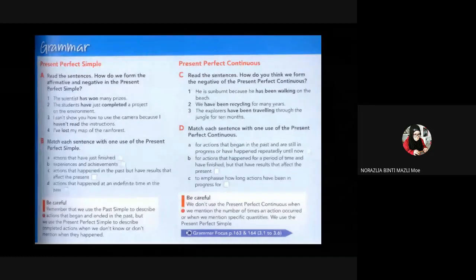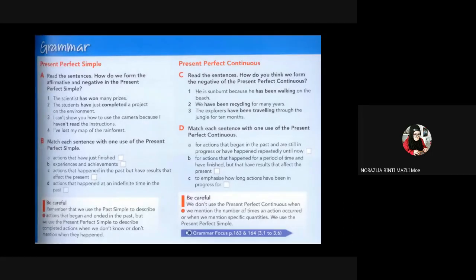Okay, this one is part of your textbook notes. Yeah, you can see that in your textbook. I think page 35. Present perfect simple. Read the sentences. How do we form the affirmative and negative in the present perfect simple?